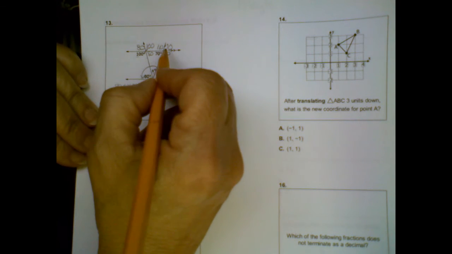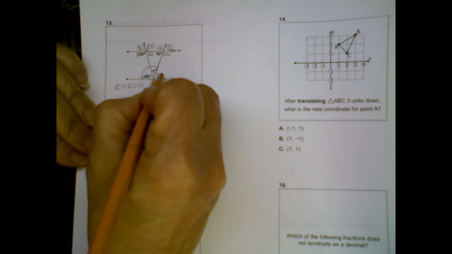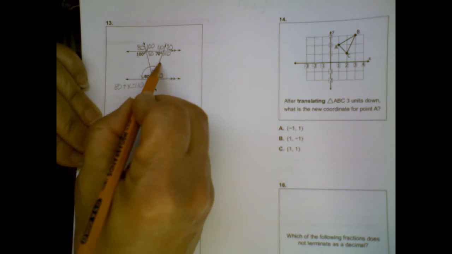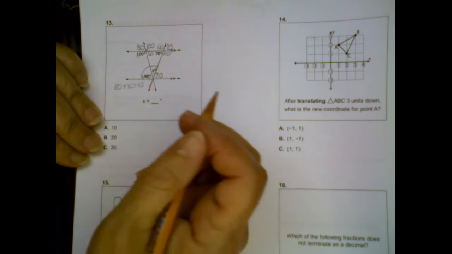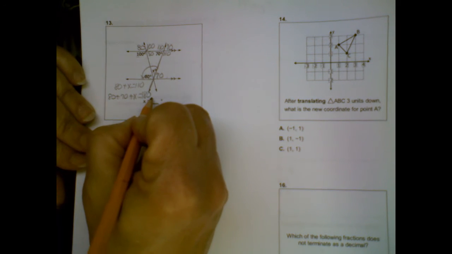Also, I know that this angle and this angle are corresponding. So this angle is going to be 70. And all three of those would equal 180. So I could set it to equal 180. Either way, it's going to give me the same answer. 80 plus 30 equals 110. 70 plus 30 is 100, plus 80 is 180. So either way, I get 30.